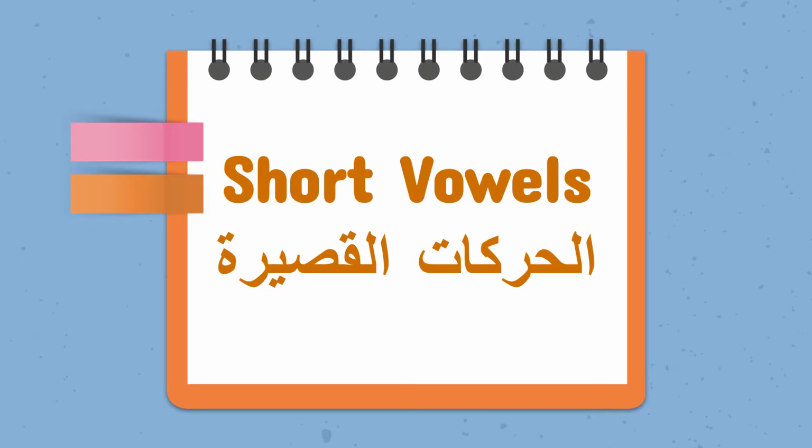Today we're going to look at short and long vowels in Arabic. There are three short vowels in Arabic: Fath-ha, Dammah, and Kasrah. Let's look at Fath-ha.